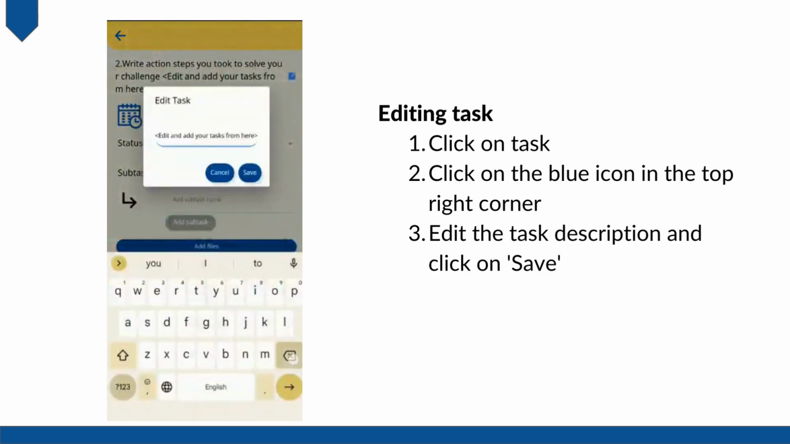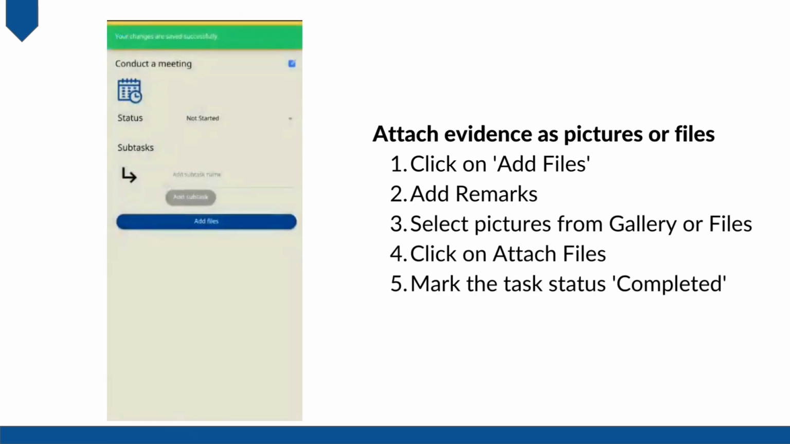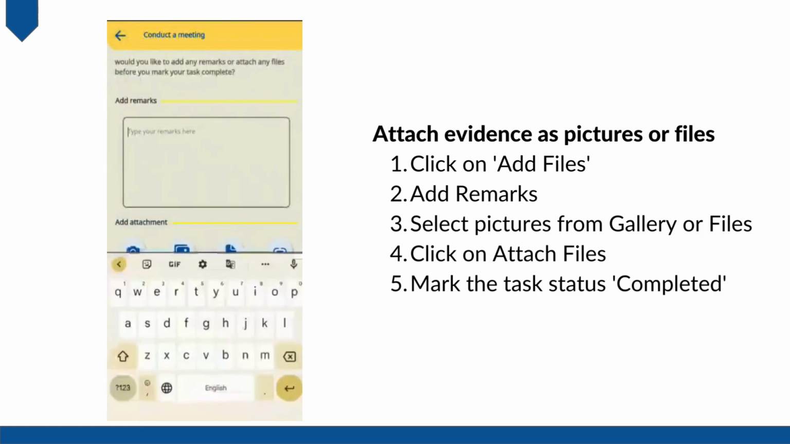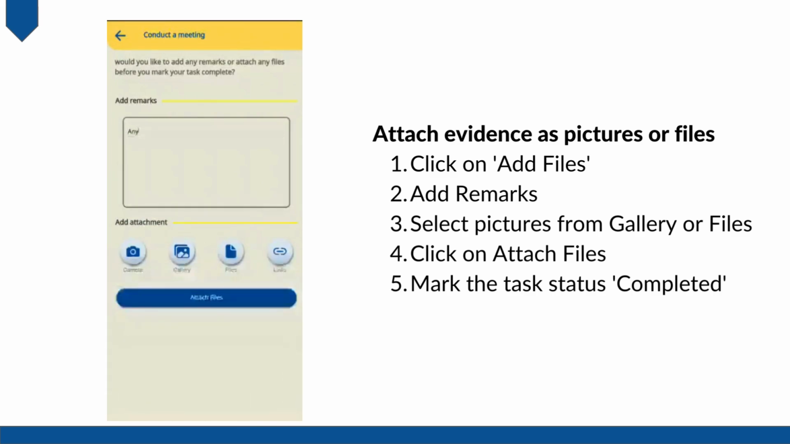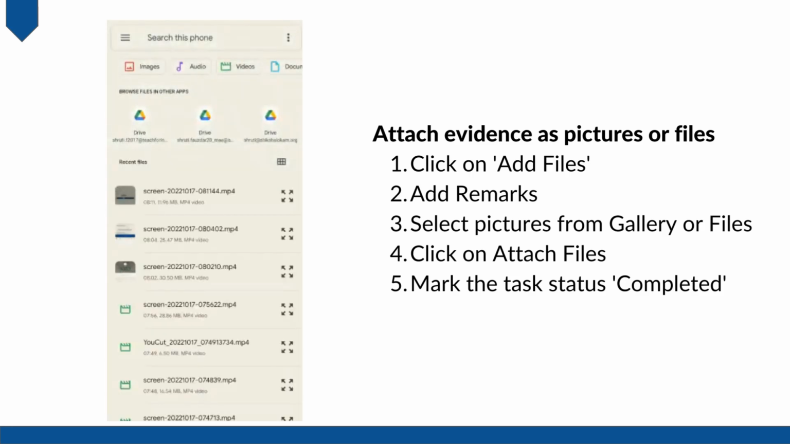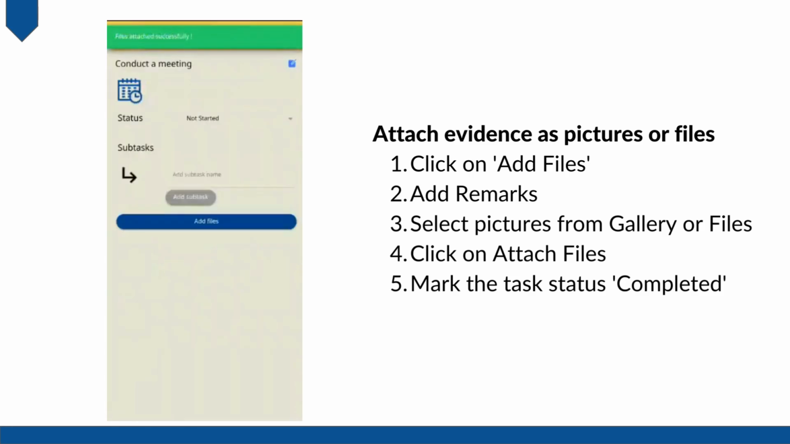Edit the text in task 2 by clicking on the blue icon beside the task and add the first step you have taken to innovatively solve your challenge. You can also upload pictures or files as evidence by clicking on Add Files. Check the tick box that appears and click on Upload. On this page, you can add your remarks, if any, and select files from either gallery or file. You can then upload them by clicking on Attach Files. After this, select the status of the task as completed.